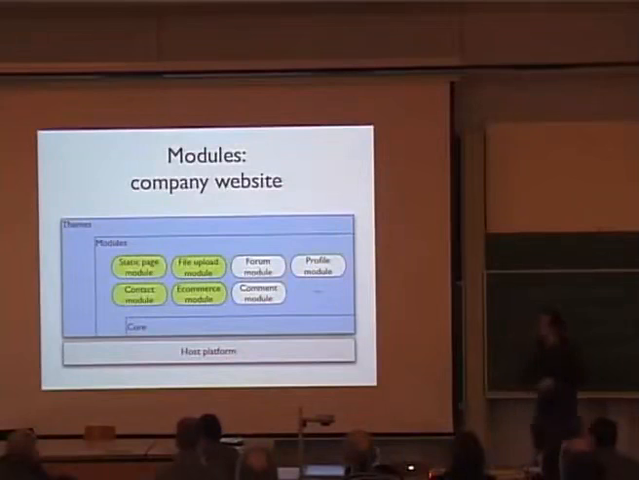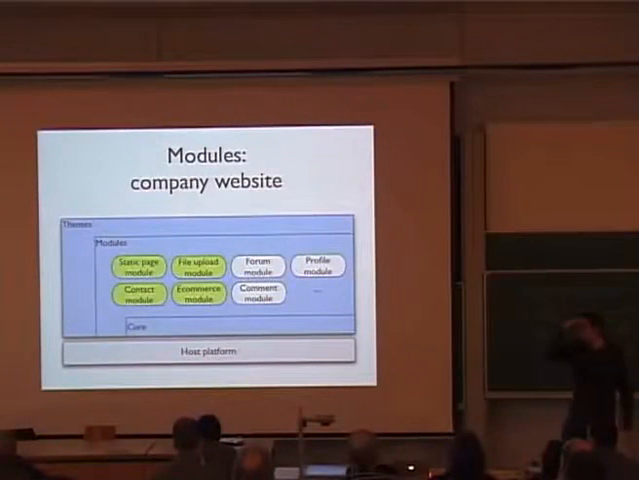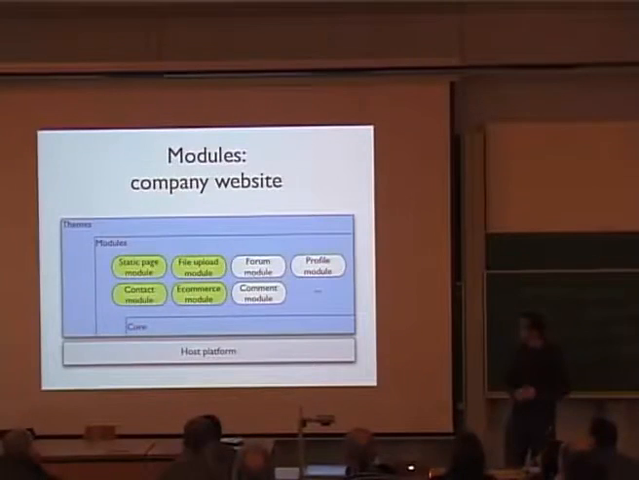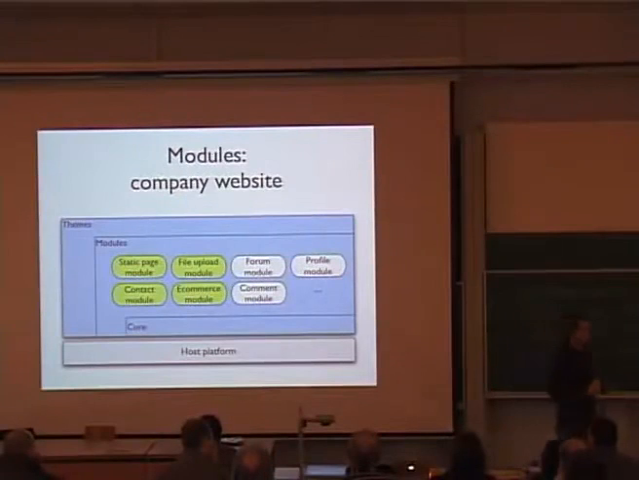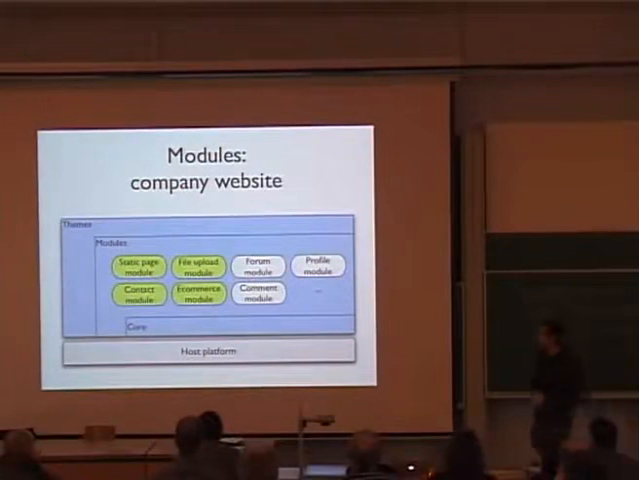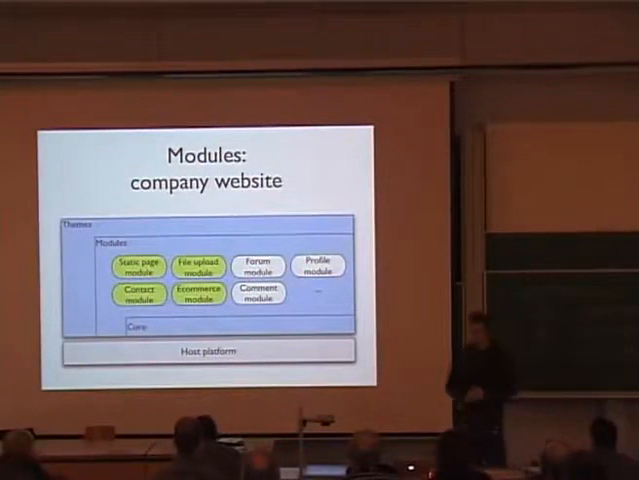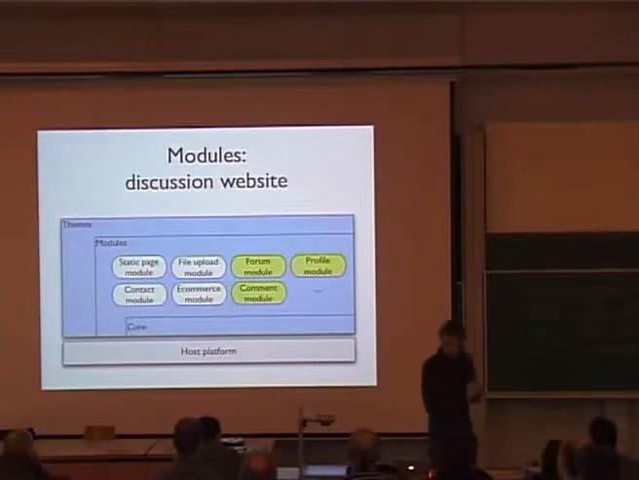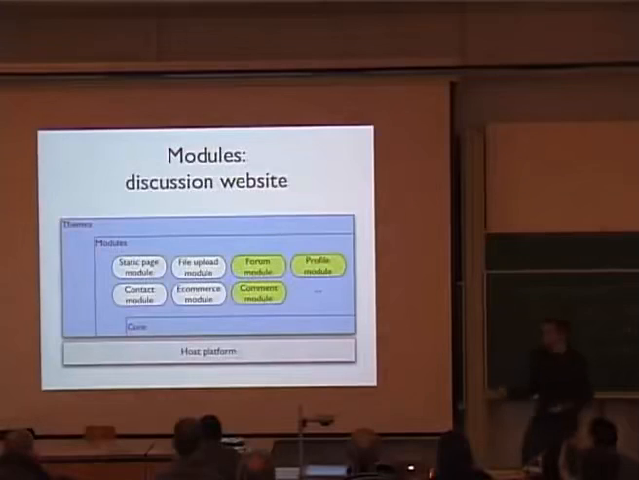So say you want to build a company website, how would it work? Essentially, you would just enable a set of modules. You would enable the static page module so you can create static pages. You might want to enable the file upload module so you can upload files to your Drupal site. You might want to enable the contact module or the e-commerce module to provide a contact form and to sell things on your website.